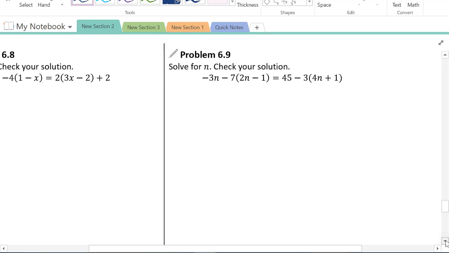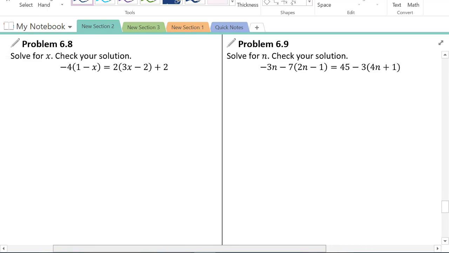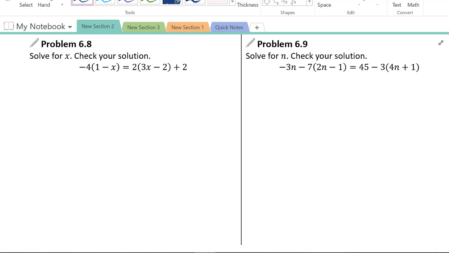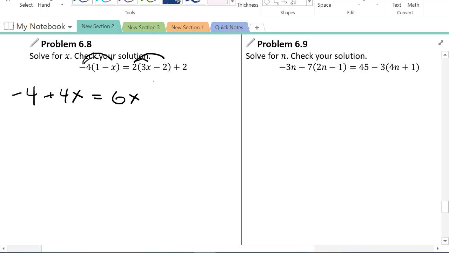Let's see, alright. So over here, we should distribute here. So for this problem, we're going to distribute the negative 4. So negative 4 times positive 1 is a negative 4. And then negative 4 times negative x is a positive 4x. Okay, again, I'm distributing here, the negative 4, which is equal to, now distribute here, that's going to give us a 6x, and then distribute here, 2 times negative 2 is a negative 4 plus 2.